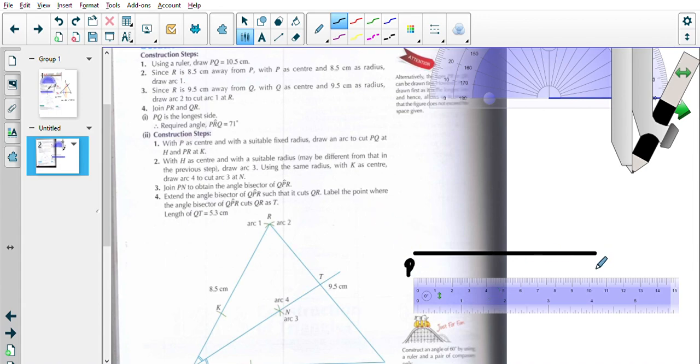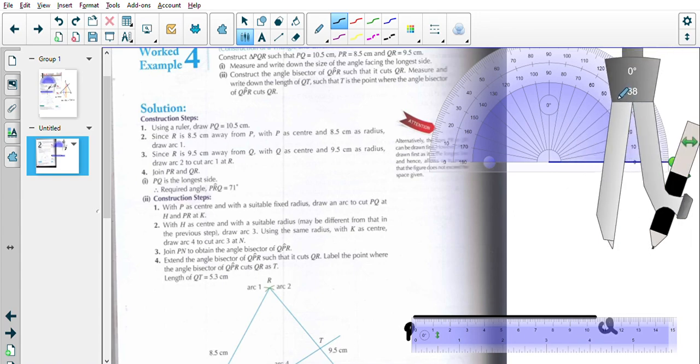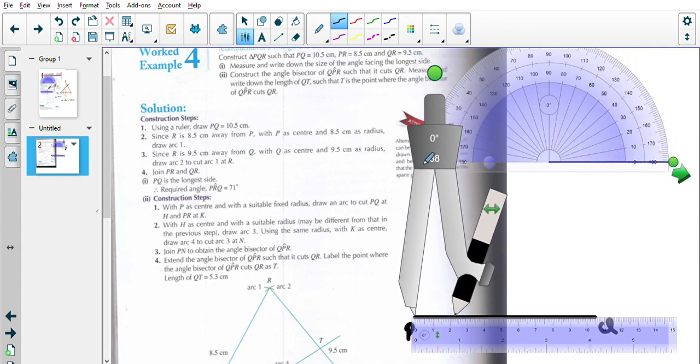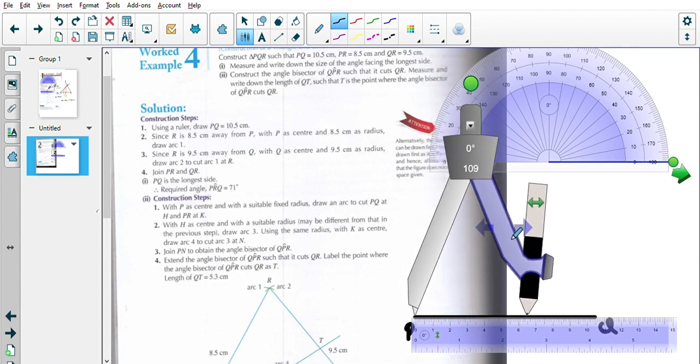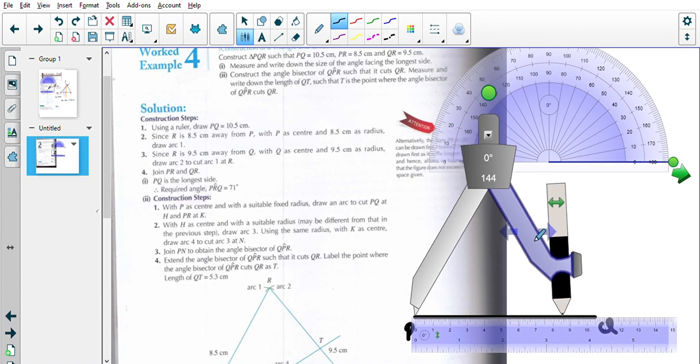That is PQ. Alright, now we go to the second step. Since R is 8.5 cm away from P, P is the center and 8.5 cm is the radius. So you use your ruler again and then use your compass, and make sure that the needle arm is right on P, and then move the other arm like this and make sure that it is 8.5 centimeters from P. Okay, I think it's enough. And then draw an arc. I chose blue color here and I get this one.